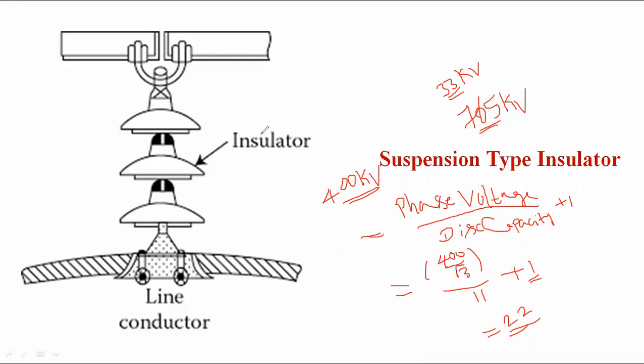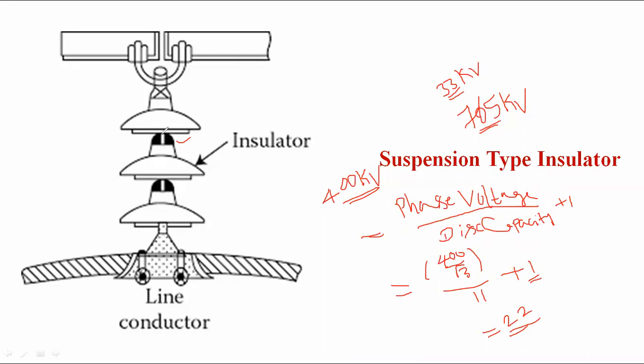Here, for the discs, the material used is porcelain or toughened glass material, and they are connected in series with the help of metallic links. That is, one disc to another disc is connected with the help of metallic links. If they are connected like that, it represents the string of insulator. In the suspension type insulator, the bottom end is connected to the line conductor, and the other end is connected to the cross arm, the supporting structure side. Here, based upon the operating voltage, you can design for n number of discs connected in series.